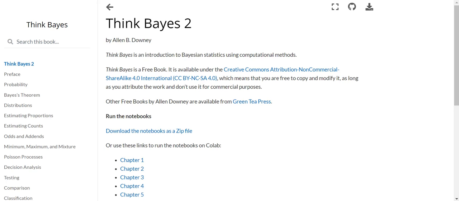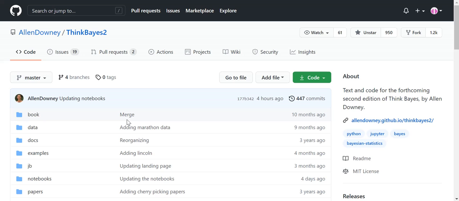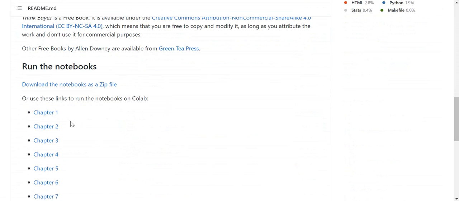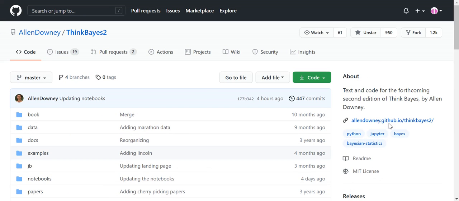Hello everyone. So in today's video, I'm going to check out and try to learn probability using Think Bayes 2 by Allen B. Downey. This is an insanely good GitHub repo which I found randomly, and he has all the notebooks which he uses on Colab as well.